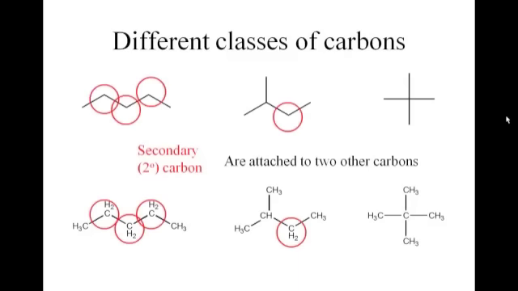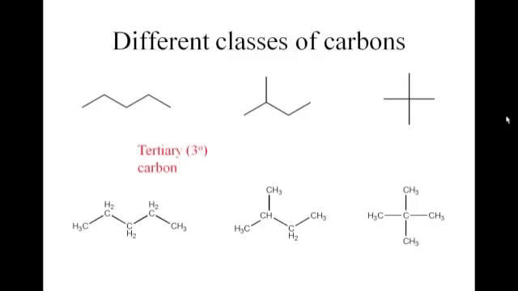Right. So there's our secondary carbons, and we often see those designated as a 2 with a little degree symbol next to the 2. Tertiary carbons, as you might have already guessed, are carbon atoms that are attached to 3 other carbons. In these structures, I only have the 1 tertiary carbon atom showing. And again, this is often shown as a 3 with a little degree symbol next to it.